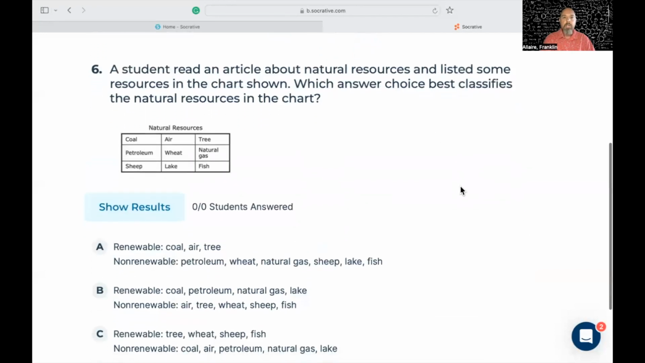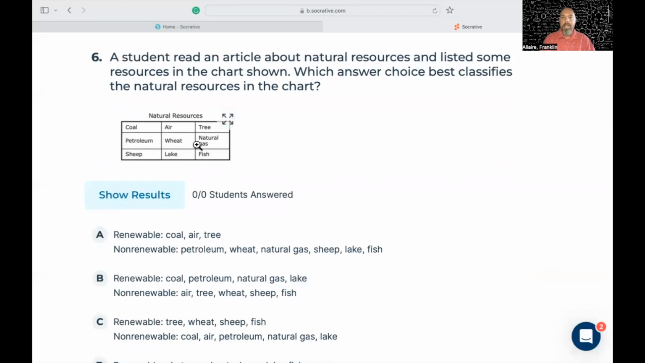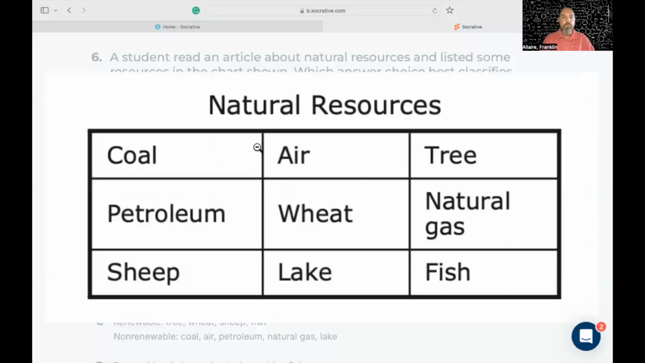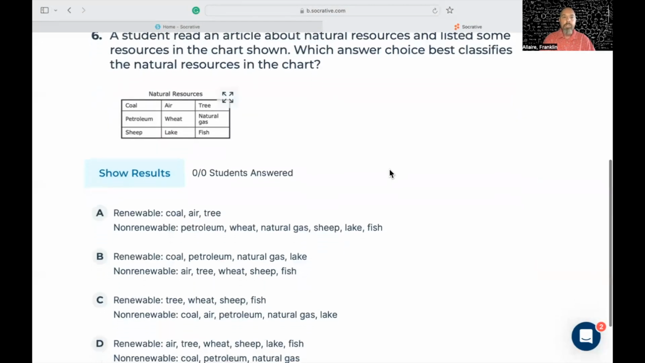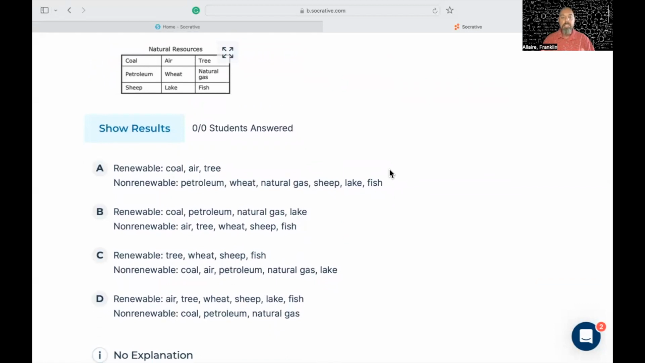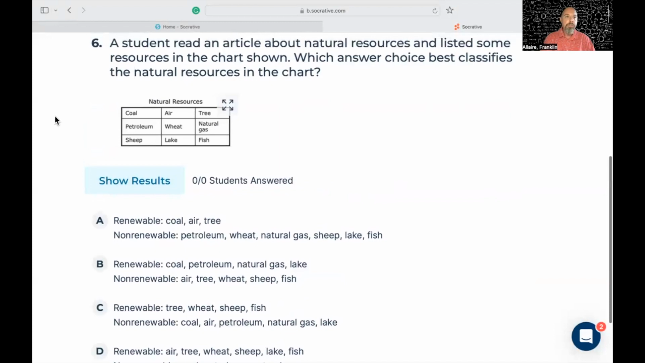Our next question here, we had a student that read an article about natural resources and listed some resources like coal, petroleum, sheep, air, wheat, and lake, tree, natural gas, and fish. And so we're being asked which of these answer choices correctly categorizes them. So before we do that, let's just real quick define some things.